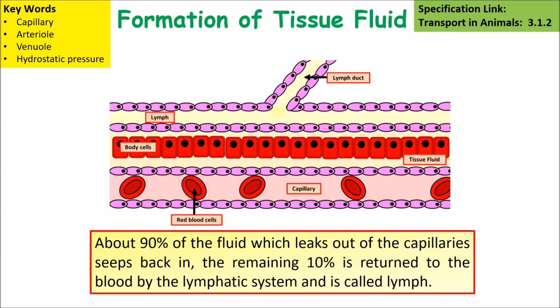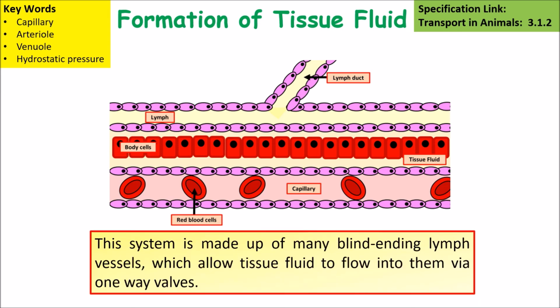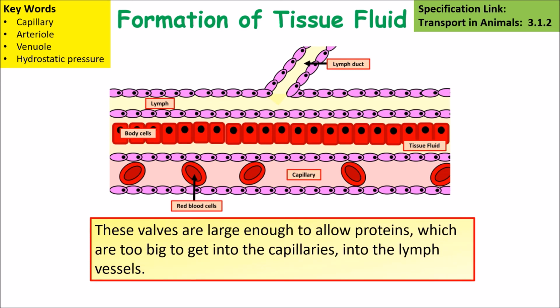About 90% of the fluid which leaks out of the capillaries seeps back in. The remaining 10% is returned to the blood by the lymphatic system in a substance called lymph. This system is made up mainly of blind-ending lymph vessels which allow tissue fluid to flow through them via one-way valves. These valves are large enough to allow proteins which are too big to get into the capillaries to enter the lymphatic system, where eventually they will rejoin the blood system.